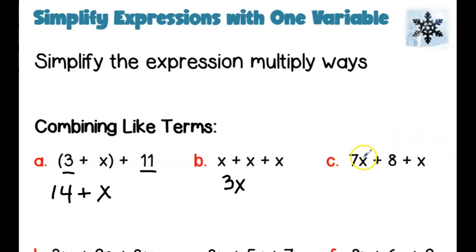In the next expression here, we can simplify by combining the x's. Here's an x term here, and here's one here. There are 7 x's here, and one more here, which makes 8 x's. And because the 8 is a constant, it's a different type of term and cannot be combined. So letter C simplifies to 8x plus 8.